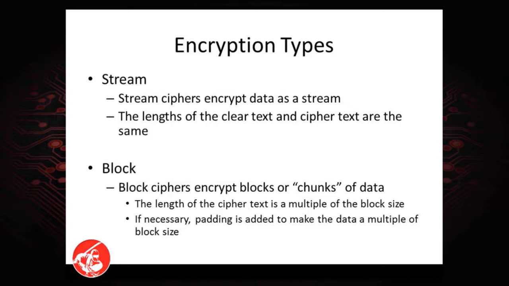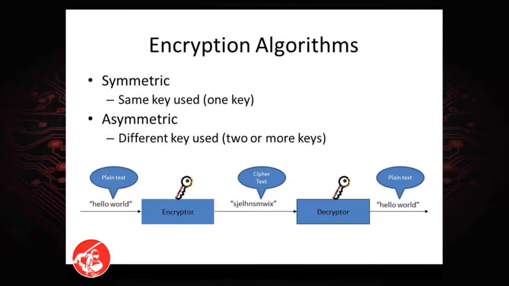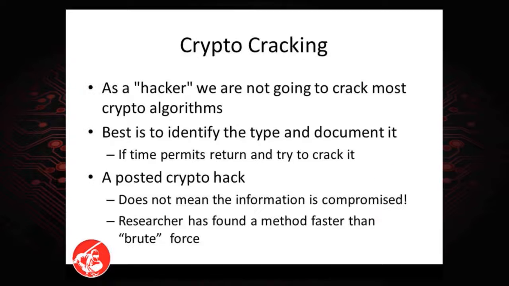Most of your ciphers today will be block ciphers. There's not many stream ciphers today. Then we have encryption algorithms. We have a symmetric algorithm and an asymmetric algorithm. And just like it says, symmetric means the same, the keys are the same, and asymmetric means the keys are different. That's where we have our public key and private key in public key cryptography.